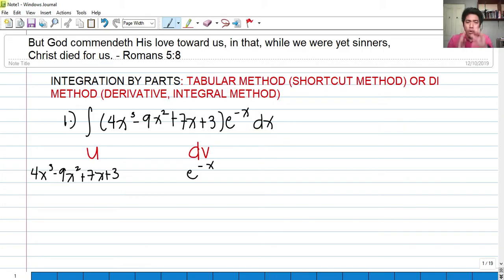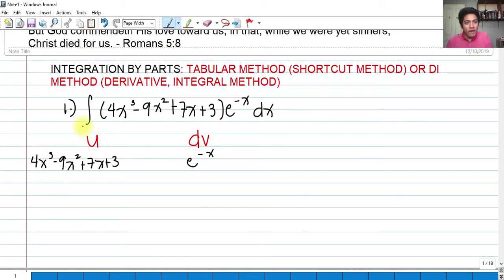The tabular method uses both derivative and integral. If you are going to integrate this by the long method, or by the formula uv minus the integral of v du, you're going to have 3 integrations by parts because of the third power. But in this method, I'm going to show you that we have a u here and a dv here. What we are going to do is continuously differentiate the u and integrate the dv. Okay, so let's get started.